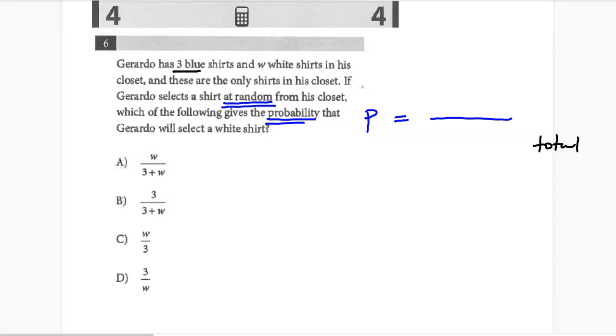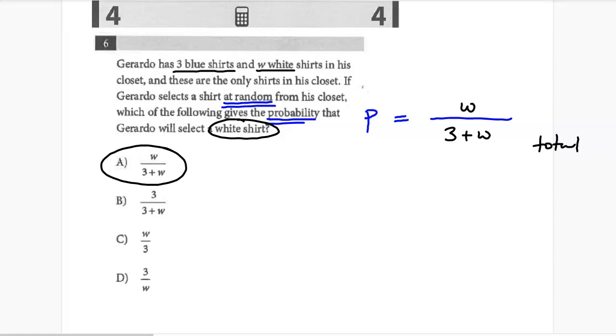Well, he has 3 blue and W white. We don't know how many white, so we have 3 plus the W. That's all the shirts in his closet. And what is the chance that he's going to select a white shirt? Well, we don't know how many there are, but he's going to select W out of the 3 plus W shirts. So the correct answer here is A.